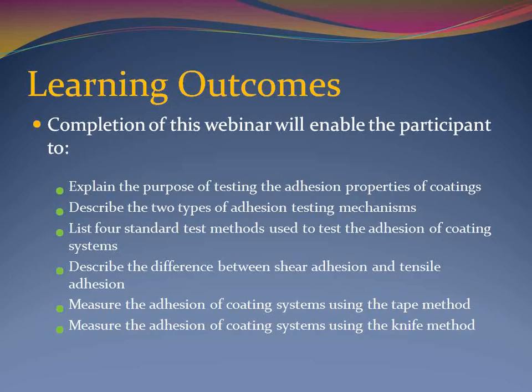We have 12 outcomes associated with this webinar. Completion of this webinar will enable you to explain why coatings may be assessed for adhesion properties, describe 2 adhesion testing mechanisms, be able to list 4 ASTM test methods for evaluating adhesion, be able to describe the basic differences between shear or peel-back adhesion and tensile or pull-off adhesion, measure the adhesion using a tape method, and measure the adhesion using the knife method.